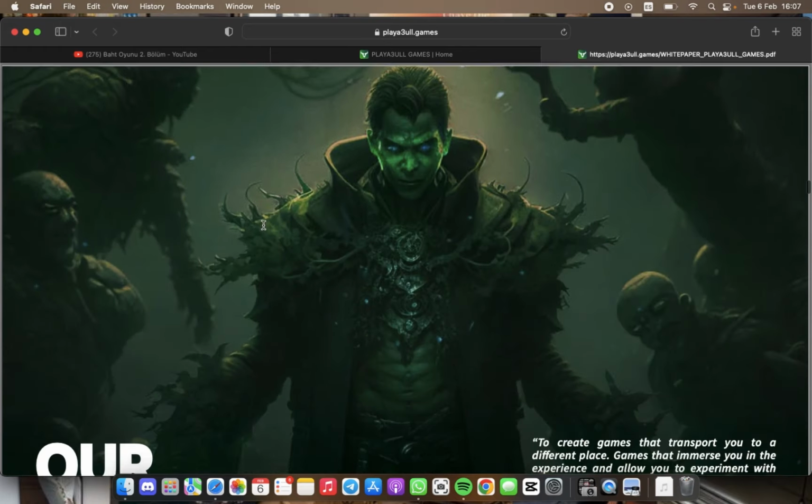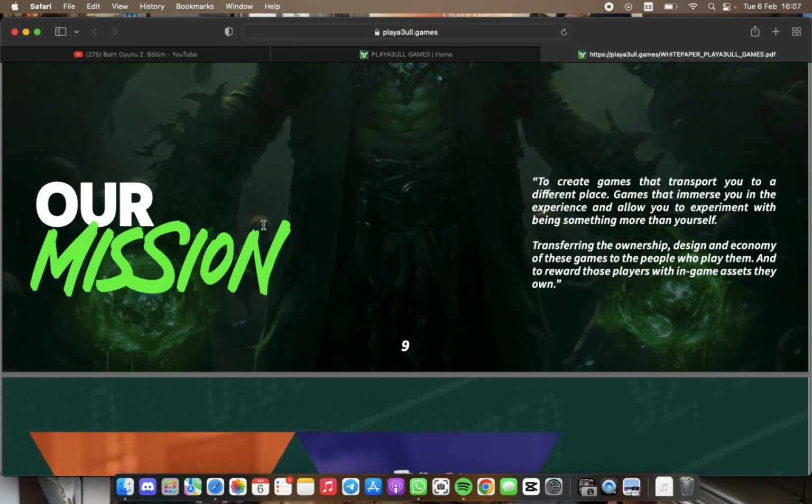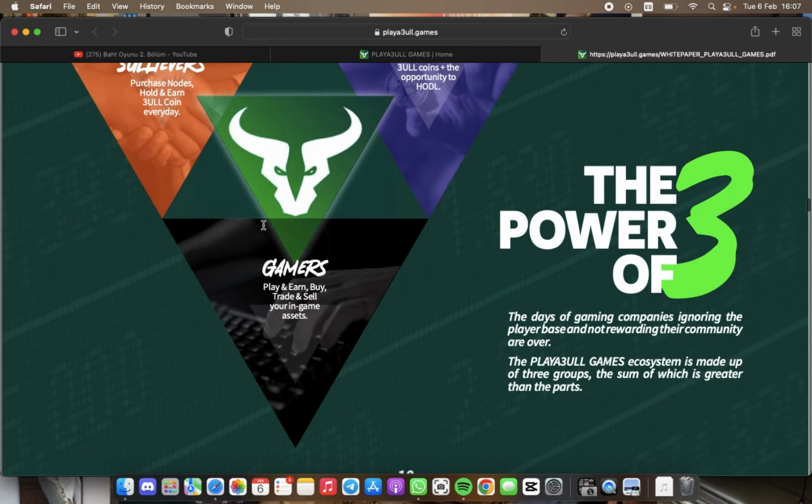game market in 2020. And this is our mission, to create a game that transports you to a different place, a game that immerses you in the experience and allows you to experiment with being something more than yourself. Transforming the ownership, design and economy of this game, of the people who play them, and to reward those players with the game assets they own.